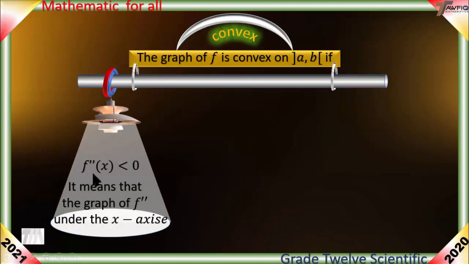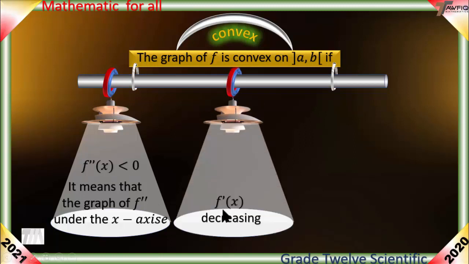f double prime of x is less than 0. That means the second derivative must be negative. It means that the graph of f double prime, the graph of the second derivative, is under the x-axis, and f prime is decreasing because f double prime is less than 0. That means the first derivative is decreasing.